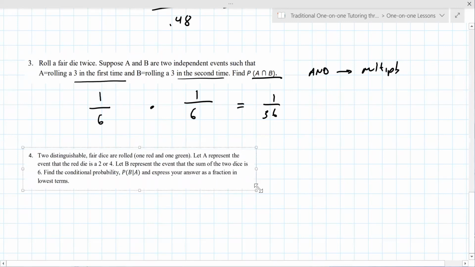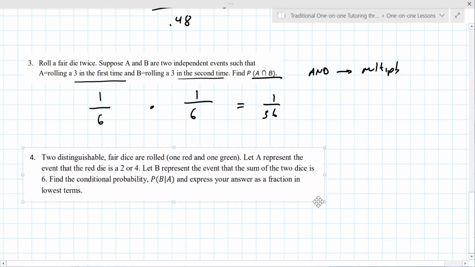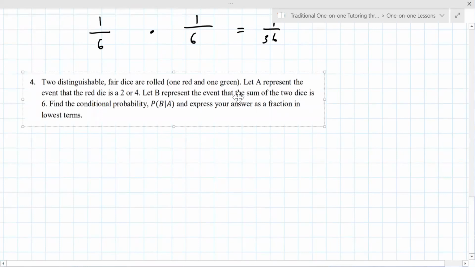Two distinguishable fair dice are rolled. Let A represent the event that the red die is a 2 or 4. Let B represent the event that the sum of the two dice is 6. Find the conditional probability of B given A.